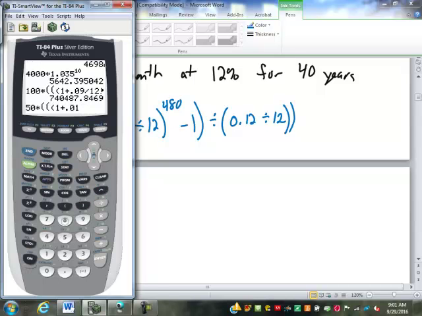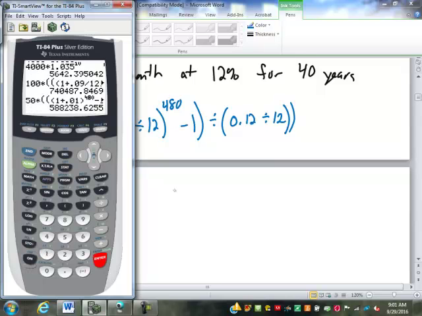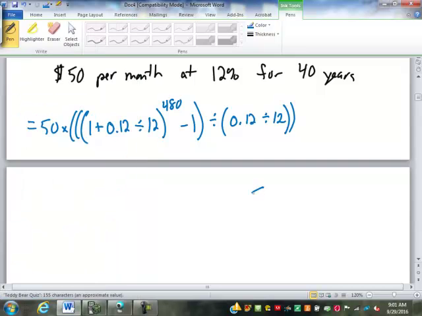0.97. Think that's wrong? Oh, yeah. That seems a little small. I'm getting $588,238.63.